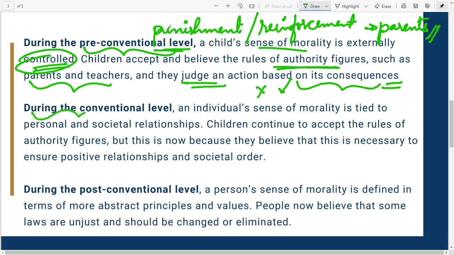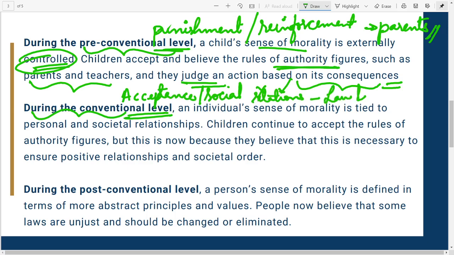Okay, what happens in the conventional stage? अब ये conventional stage में आ गए हैं, तो this is about acceptance mostly. Okay, this is about acceptance and basically peer pressure and social relations. Now this could be social relations with other people, or this could also be relations with law and order. Alright, so here also there is some fear. You don't want to be rejected by people, right? So it highly depends on your societal and your personal relationships.